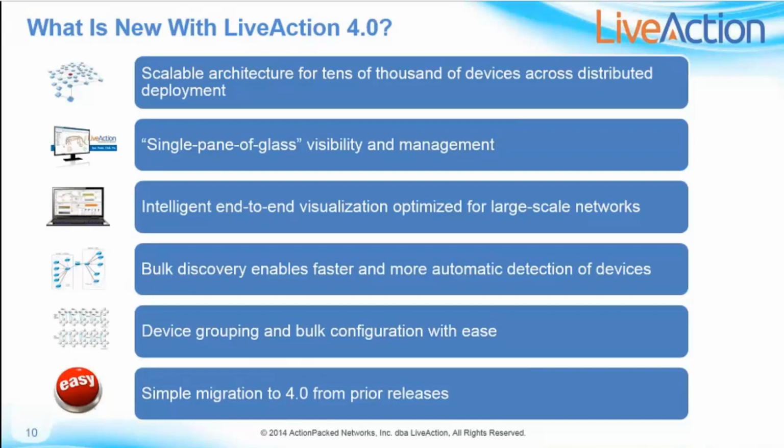We've improved the ability to get the tool configured and get to know your network quicker with bulk discovery. So it enables faster and more automatic detection of the devices, and we've been able to add devices in bulk, by the hundreds, very quickly into LiveAction. And device grouping and bulk configuration with ease allows us to draw the topology map to make sense of the initial deployment of the devices within LiveAction. And last is a simple migration to 4.0 from our prior releases. So our customers that are running 3.x today can upgrade to 4.0 and have the scalability functionality today.